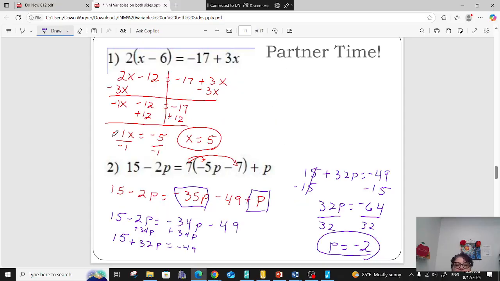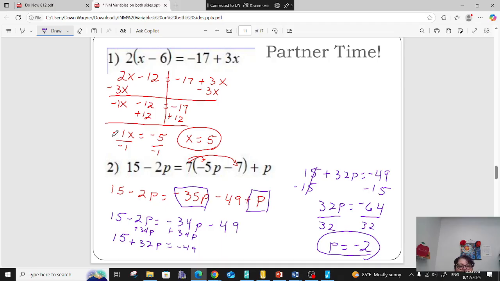If you're watching this at home, I went ahead and worked out these problems. Number 1 should have been 5. Number 2 should have been -2. Okay, did you get those answers? Did you get x equals 5? For number 1, x should equal 5. And number 2, you should have got p equals -2.